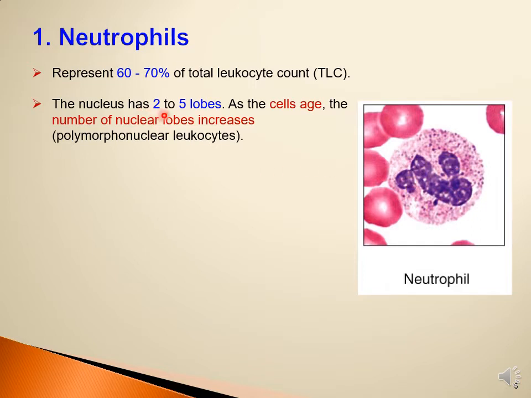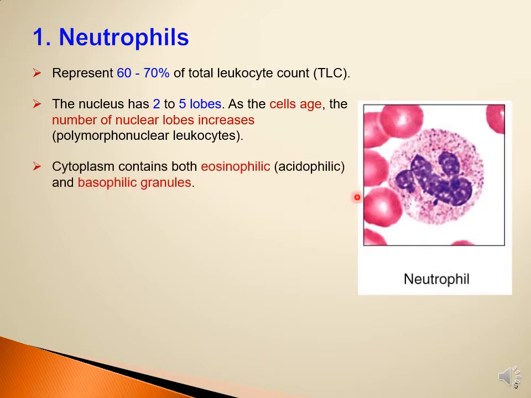So the nucleus has 2 to 5 lobes. The young cells have fewer lobes, and as the cell ages, the number of lobes increases. So if we see 5 lobes, this means that this neutrophil is an aged neutrophil. As the cells age, the number of nuclear lobes will increase. And since the nucleus has multiple lobes, neutrophils have another name: polymorphonuclear leukocytes. Polymorphonuclear means the nucleus has many shapes or many lobes.